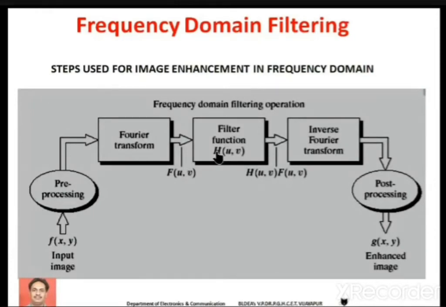We multiply f of u comma v with h of u comma v to obtain g of u comma v, so that this is as good as the convolution operation. Multiplication in the frequency domain is equivalent to the convolution operation in the time domain, right?